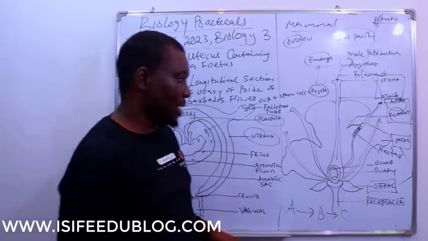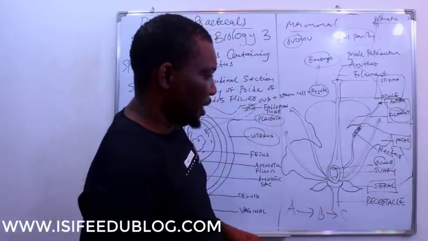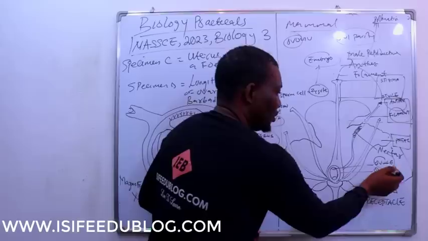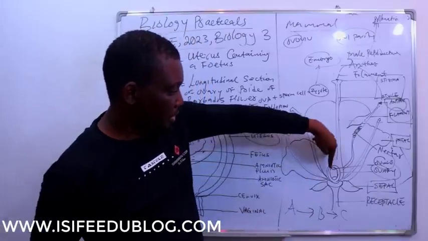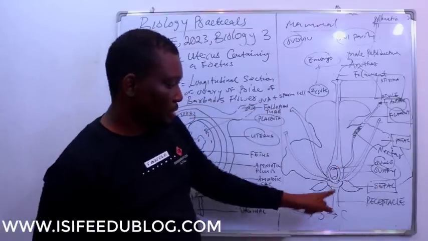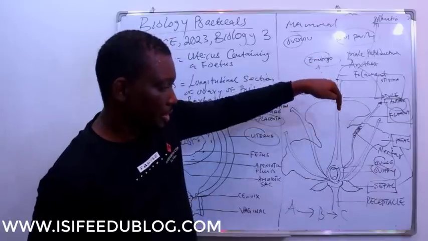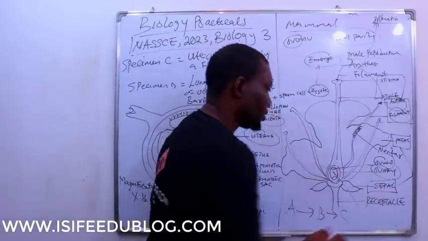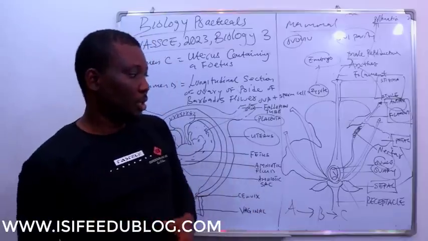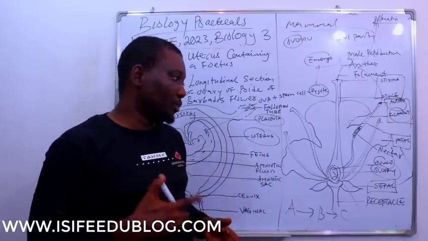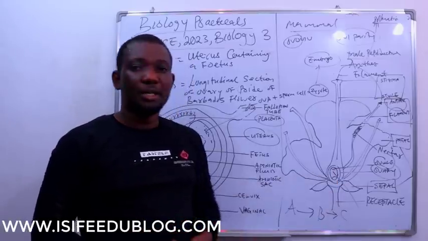Then the examiner may want to test you on the type of ovary. Look at the ovary, look at the ovule. The ovule is just like the seed. This is the ovary. What type of ovary occurs in this specimen? Because the ovary is above the sepal, this ovary is superior. We have two types of ovary; it can be inferior if it is below the sepal. But now that this ovary is above the sepal, it is superior.